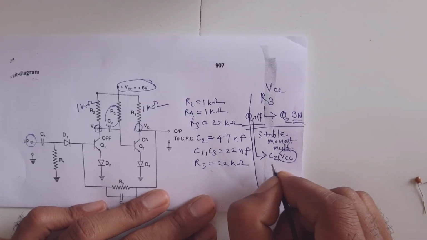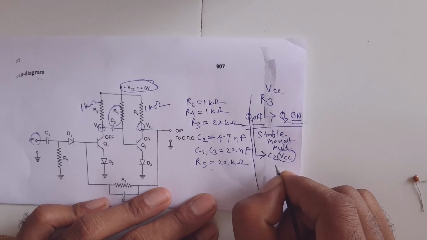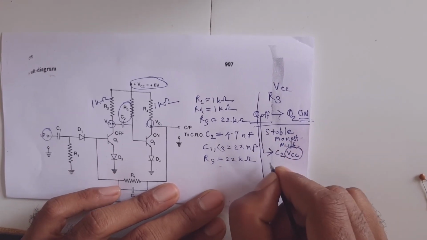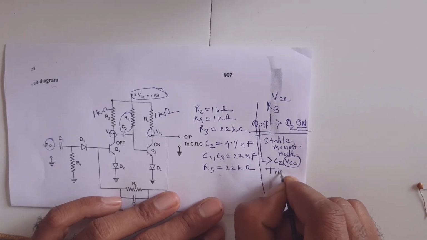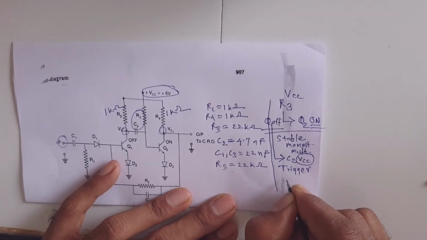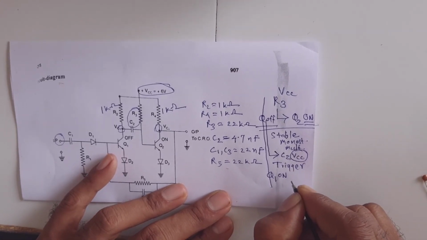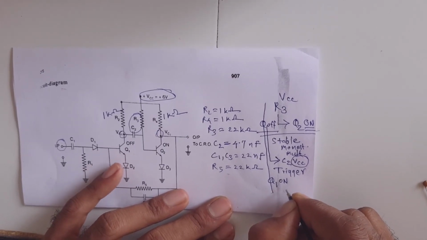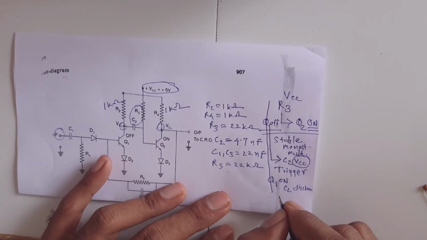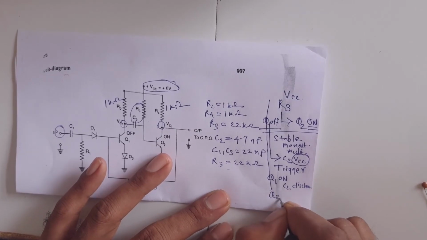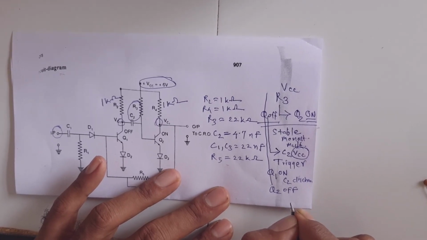Now what happens in a quasi-stable state? In a quasi-stable state, from the previous state, that is Q1 off and Q2 on, if we apply a trigger to the Q1, it will make Q1 on, and due to Q1 on, capacitor C2 discharges. No voltage on capacitor, so it will make Q2 off. And this is the quasi-stable state of a monostable multivibrator.